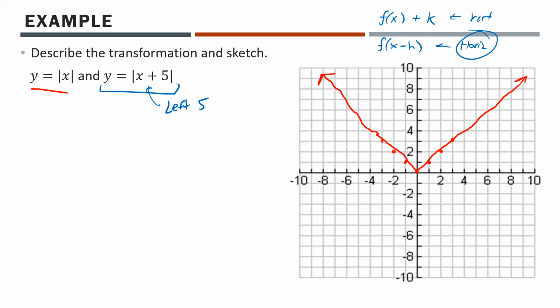1, 2, 3, 4, 5. There's that point. Same with this one. 1, 2, 3, 4, 5. There's that point. This one goes over here. This one goes over here. And this one goes over here. You probably can see the pattern.